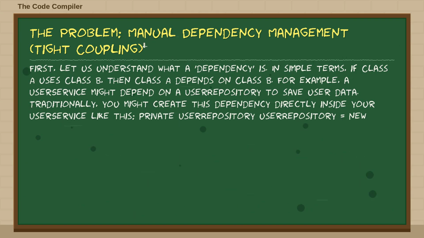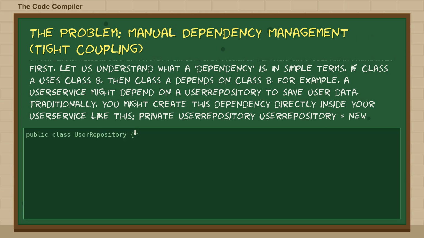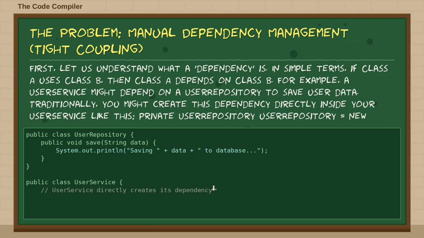UserRepository. This approach, while seemingly straightforward, leads to what we call tight coupling. The user service is tightly bound to a specific implementation of user repository. If you want to change the repository implementation, or test user service in isolation without a real database, it becomes very difficult. This tight coupling makes your code rigid and hard to maintain or extend. This is the problem dependency injection aims to solve.